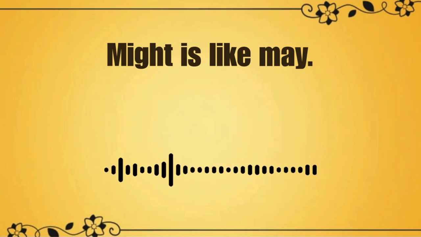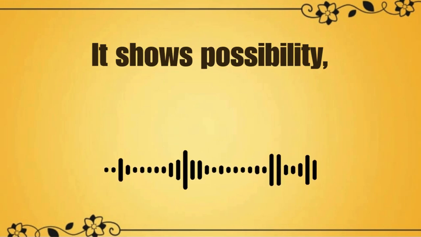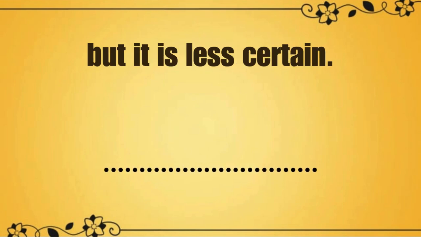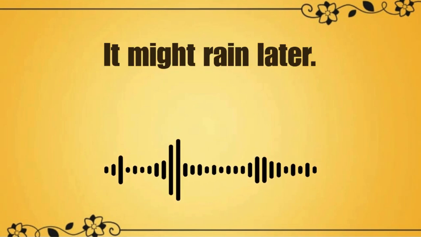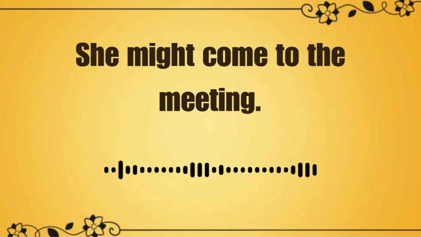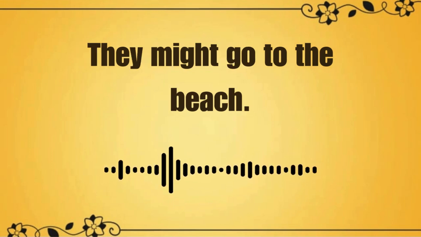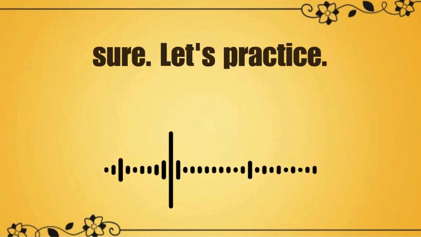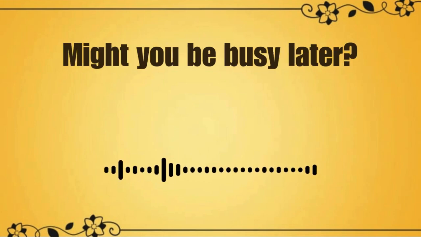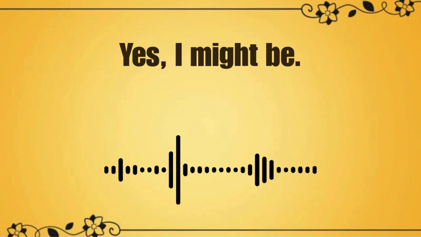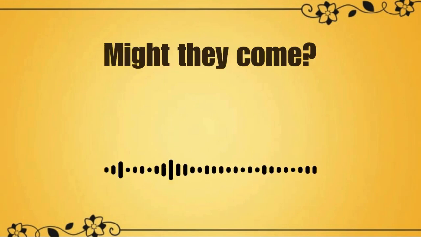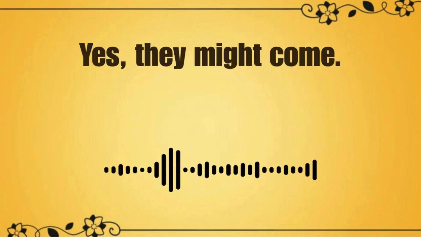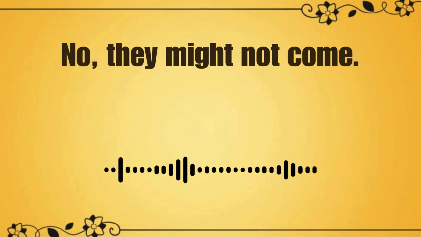Next is might. Might is like may. It shows possibility, but it is less certain. It might rain later. She might come to the meeting. They might go to the beach. Might is for things that are not sure. Let's practice. Might you be busy later? Yes, I might be. No, I might not be. Might they come? Yes, they might come. No, they might not come.